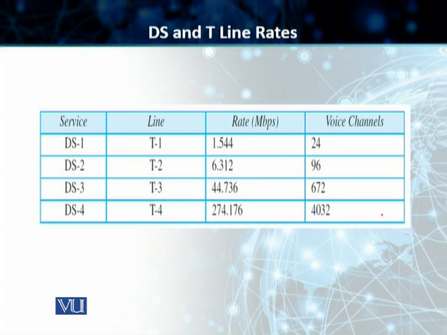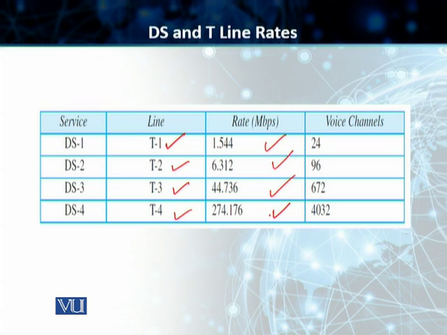Now students, in this slide you can see that we have got the services listed here: DS1, DS2, DS3 and DS4. Now DS or digital service is the name of a service. To implement these services, the telephone companies normally use T lines, and T lines are T1 to T4, as you can see. So digital service, DS, is the name of the service, and T1 is the name of the lines that we use. A T1 line is 1.54 megabits per second. Our T2 is 6.3 Mbps. T3 is 44.7, and T4 is 274 megabits per second.